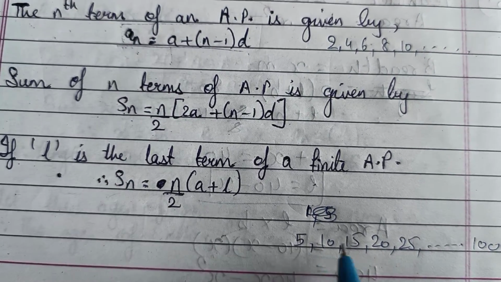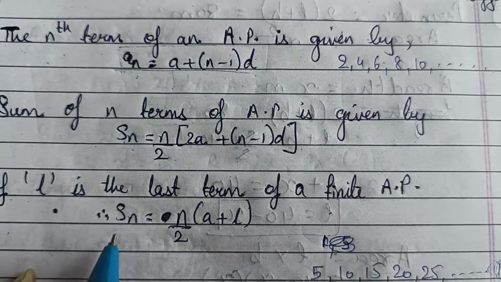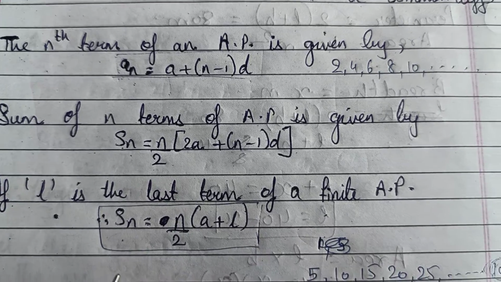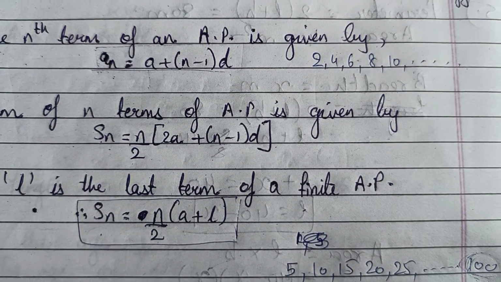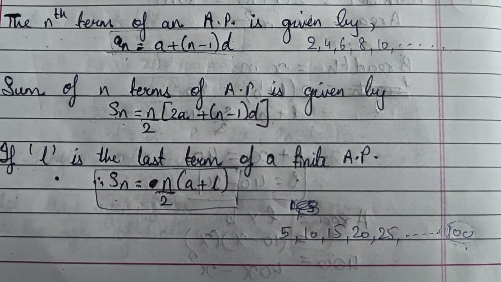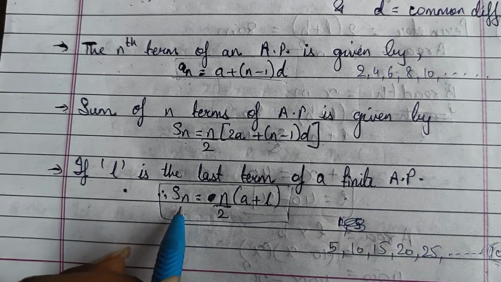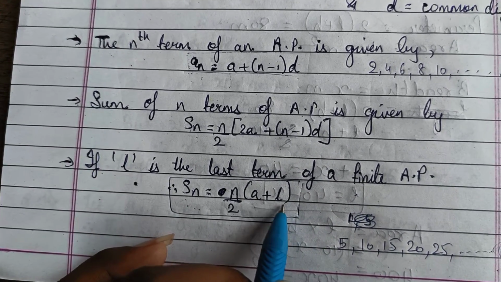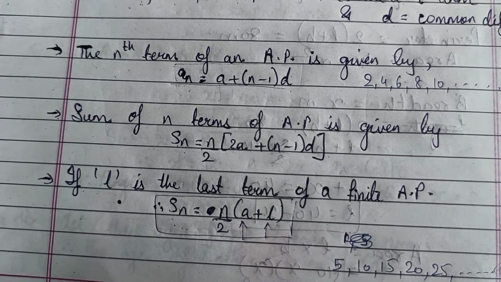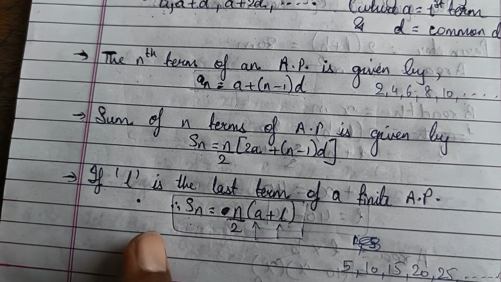Okay, so this is the series in which the last term is known to you, that is, your last term is 100. So you can use this formula whenever you want the sum of a finite AP. See, this is a finite AP because you are knowing the last term. So whenever you want to find the sum of a finite AP, you can use this formula, that is Sn is equal to n by 2 into A plus L, where A is again your first term and L will be your last term. So Sn is equal to n by 2 into A plus L.